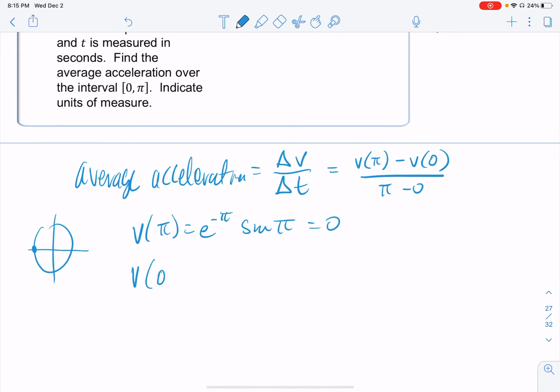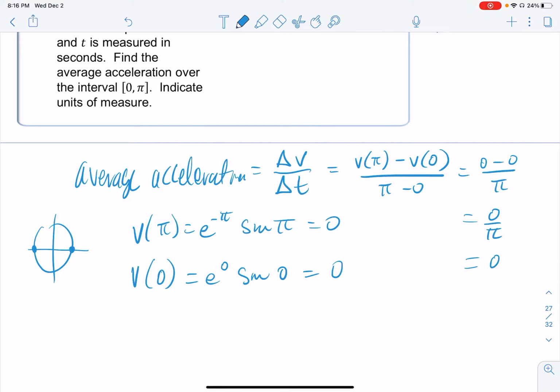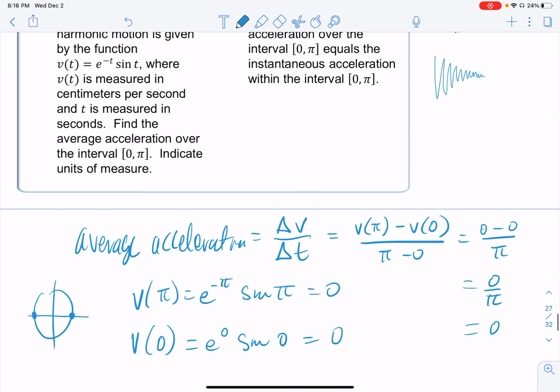And let's do the same thing for zero. This would be e to the zero, which is one, times sine of zero. That's this point over here. What's the y coordinate of that point? It's still zero. Which means back up here at our slope calculation, we've got zero minus zero over pi minus zero, just pi, which is equal to zero.